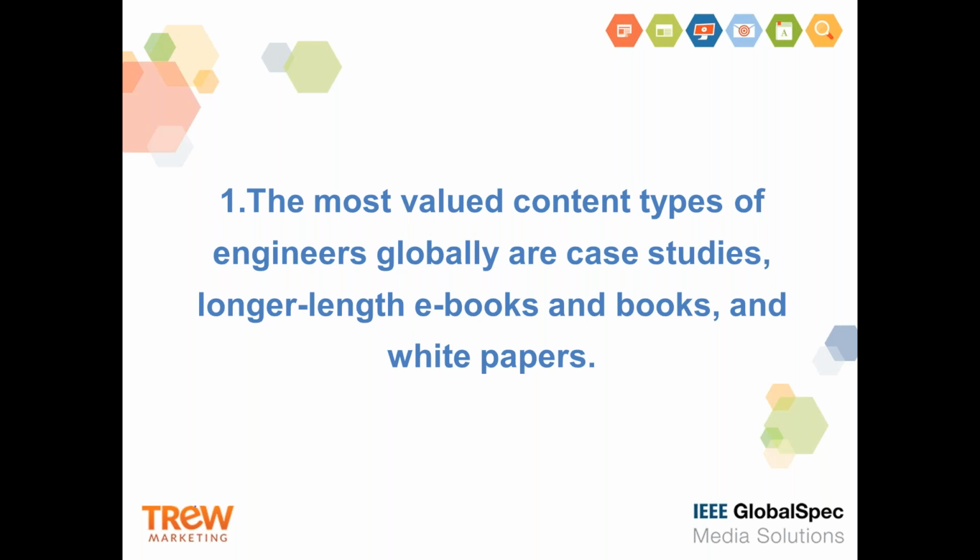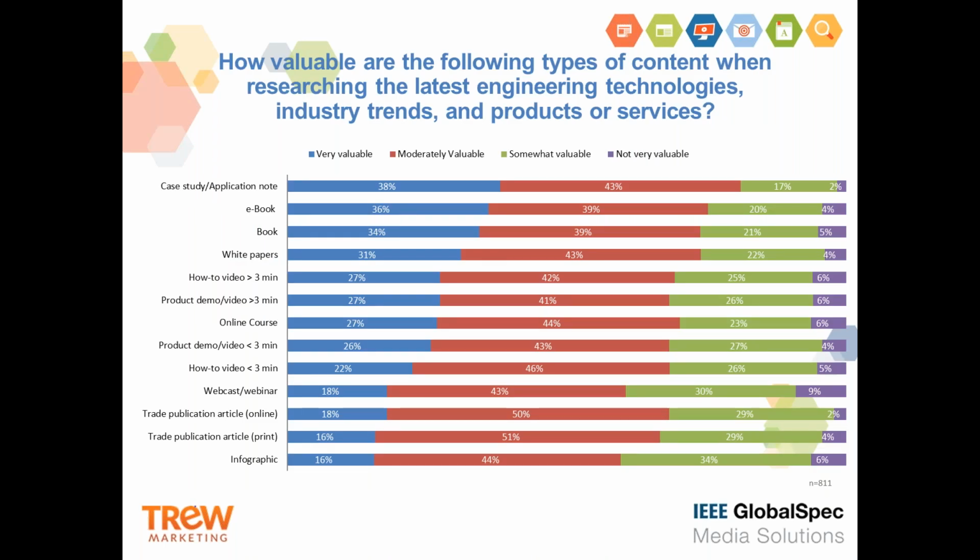We asked the question, how valuable are the following types of content when researching the latest engineering technologies, industry trends, and products? Case studies and white papers are at the top, which is what we'd expect. But some of the findings, like ebooks and books, may be different than what you'd expect. As you look at this chart, you'll notice it's sorted by the very valuable rating of each content type, the blue bars at the very left of each of the content types.